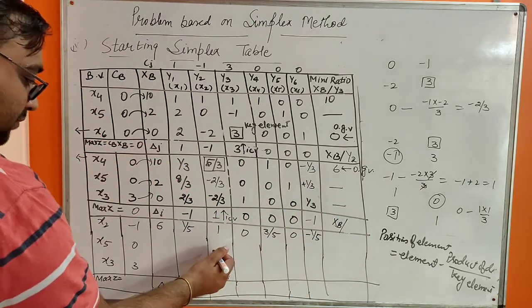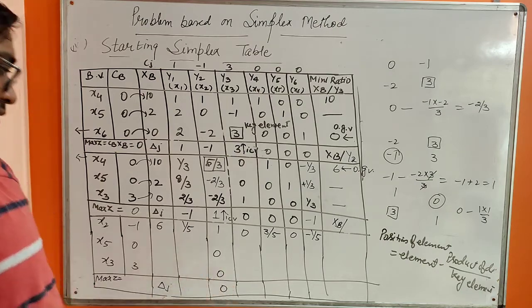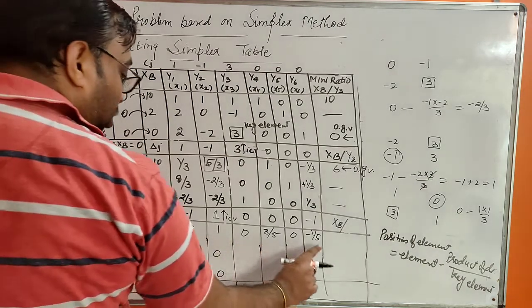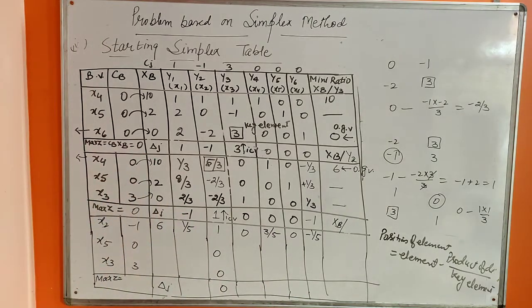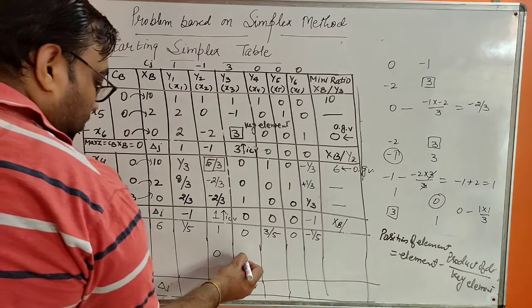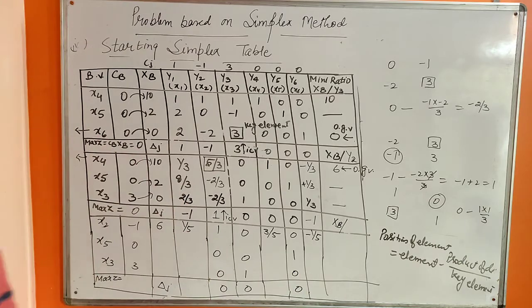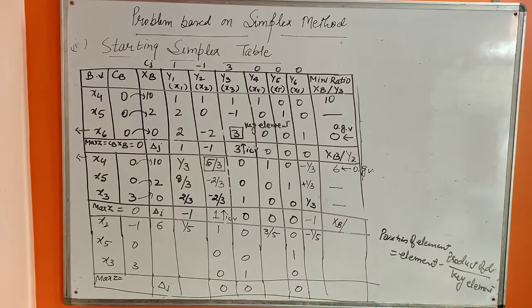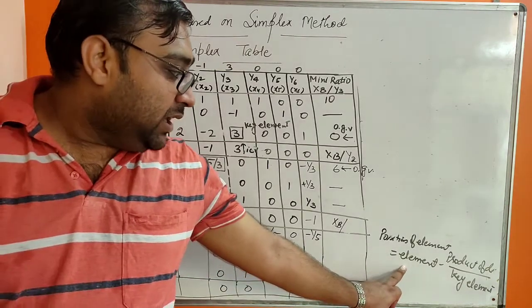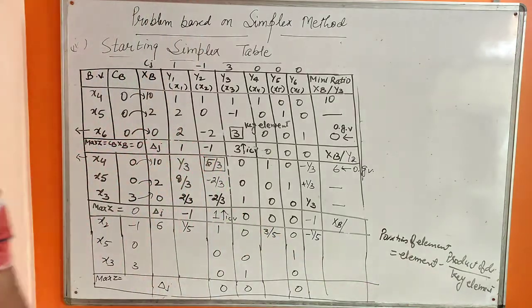In the key element column, all elements will be 0, and in the key element row where 0 arises, that particular column remains as it is. So this column and this column remain as it is. And if there is any 0 in the key element column, then that particular row will remain as it is. So no 0 exists in this particular column. So all the remaining elements will be found by the formula. And the formula is: new element equals element minus product of diagonal elements upon key element.